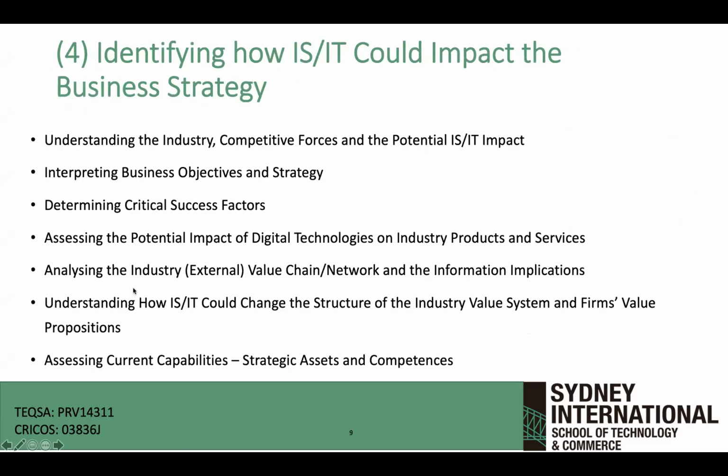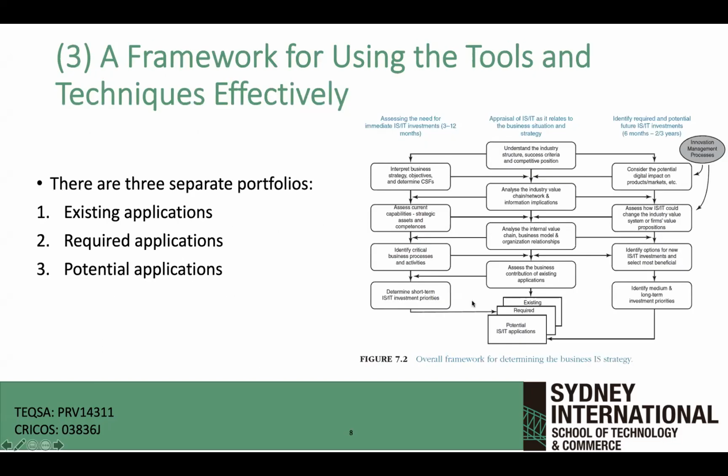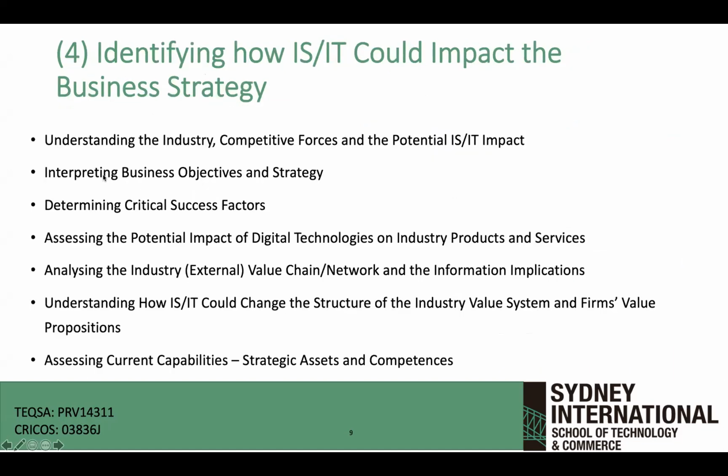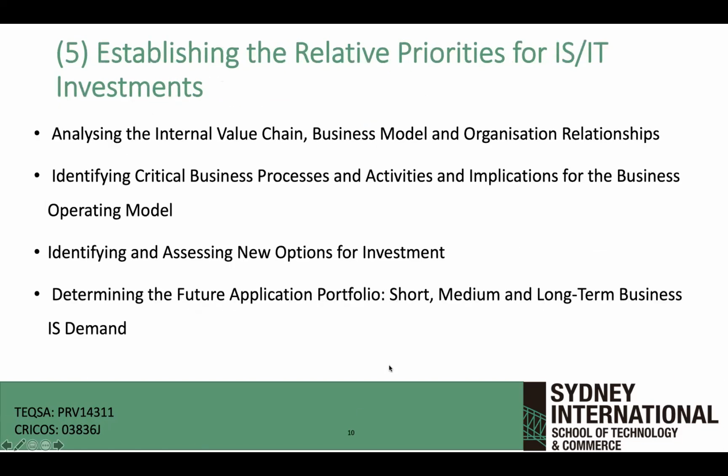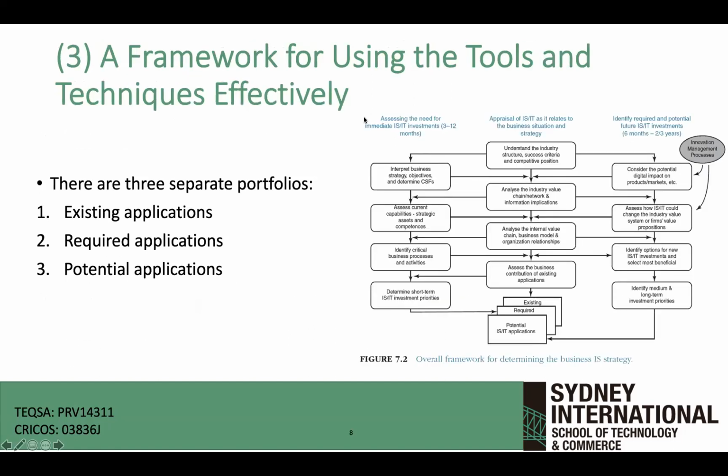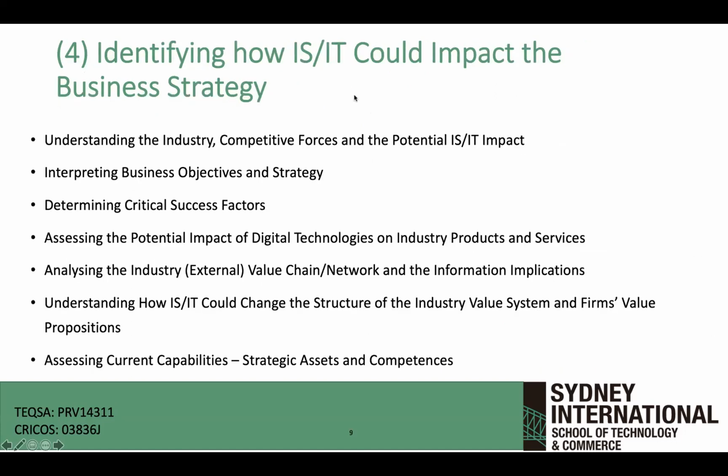So we need to identify how IS and IT could impact the business strategy. And the only way for us to do that is to go through many of these aspects listed here: understand the industry, interpret the business factors, consider the potential digital impact. This is basically half of what I need to do to identify how IS and IT could impact the business strategy.